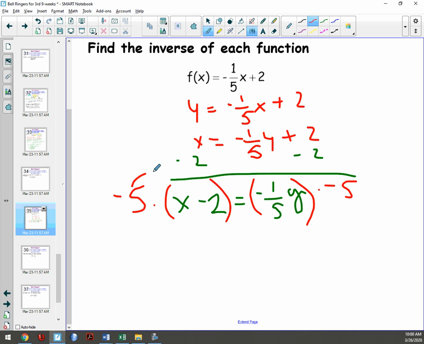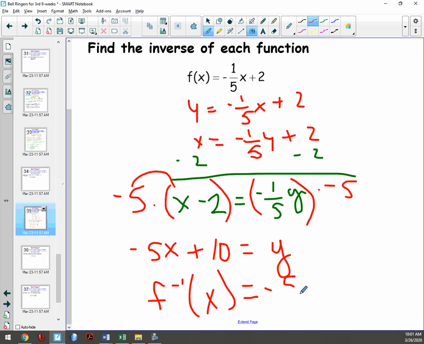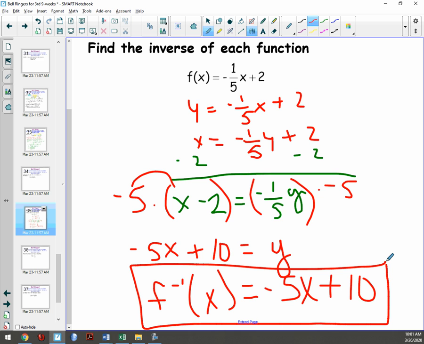So on the left-hand side, if I distribute that in, that's negative 5x plus 10 is equal to y. Then that means f inverse, f to the negative 1, is equal to negative 5x plus 10. That is the inverse. And you are done with that problem.